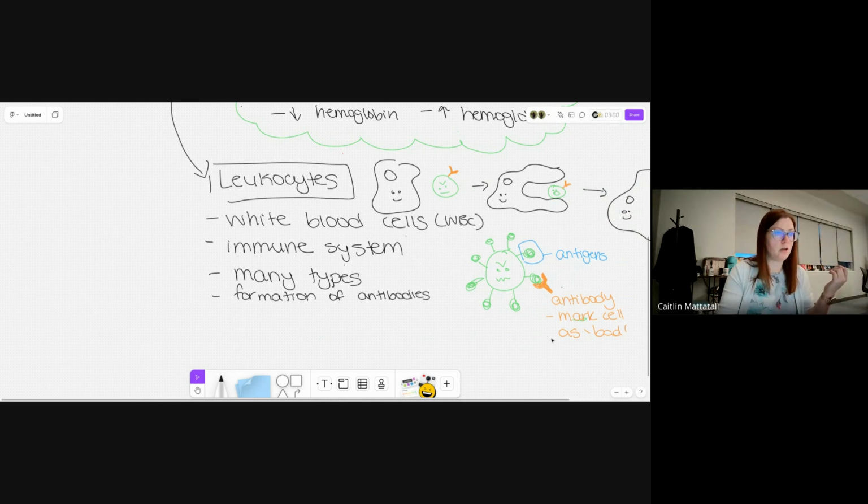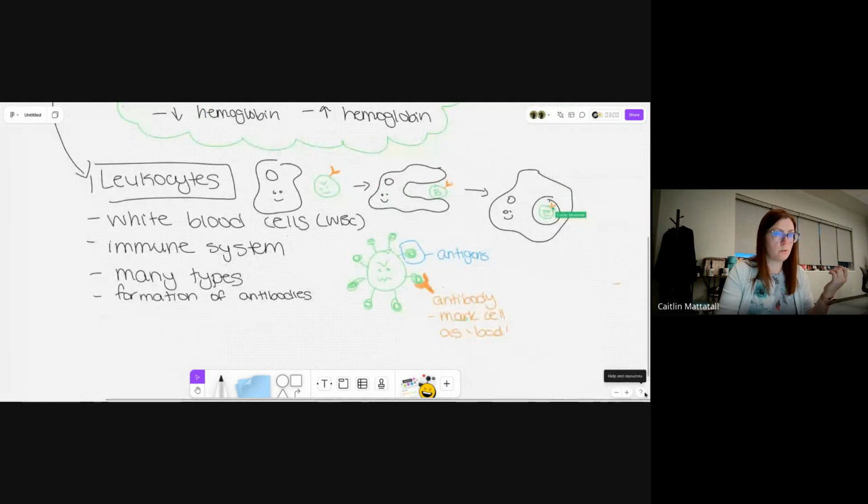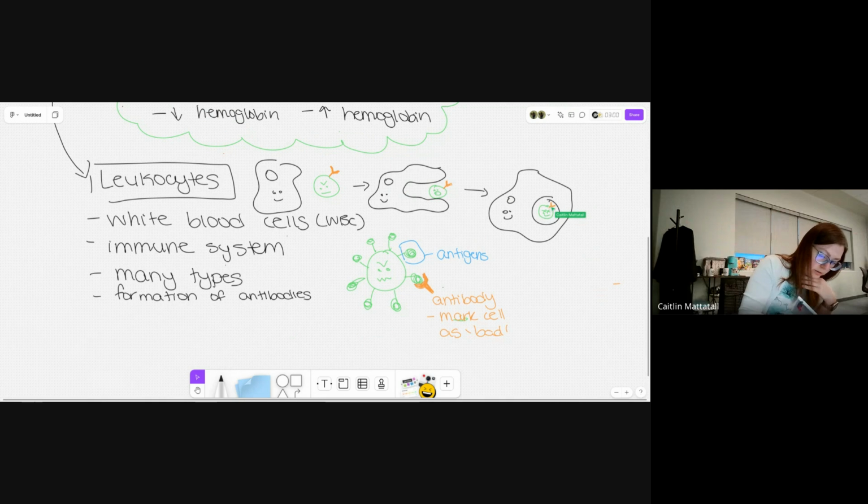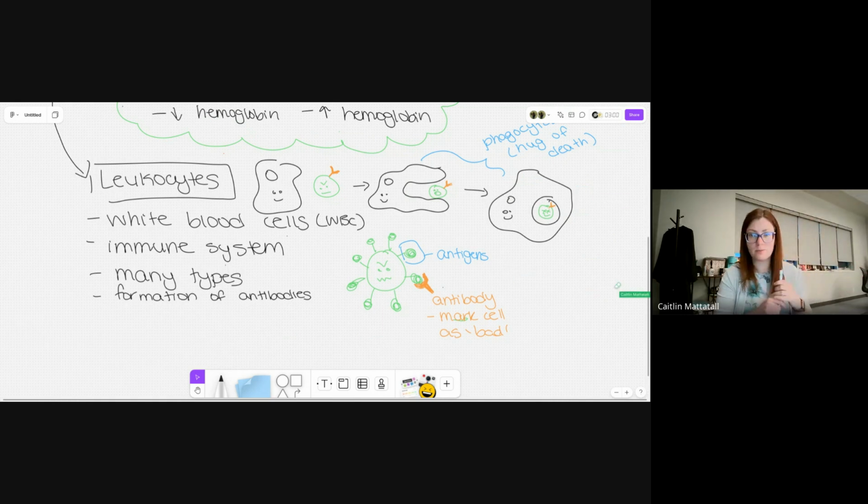Which you guys are not able to see. Two seconds. There we go. Okay, this process where, again, it's extending its arms and it's taking it in is called phagocytosis. And I like to call it the hug of death, because that's literally what it's doing, it's hugging the bacteria or the virus until it dies.